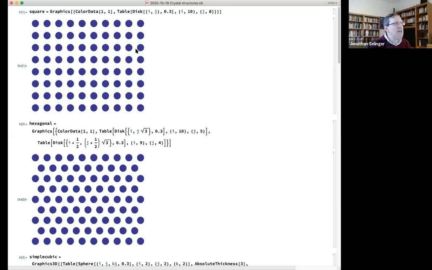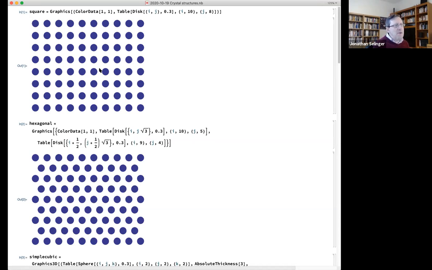All right. So this is beginning with a couple of common crystal structures in two-dimensional systems. Okay? So one simple crystal lattice is just the square lattice. Okay? So here's an example of that.